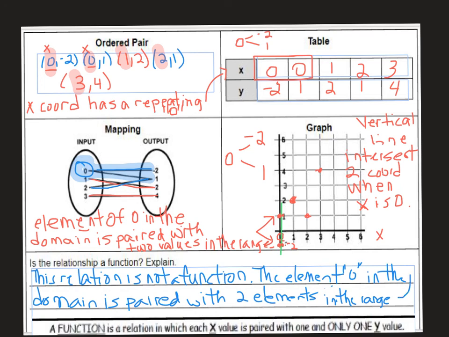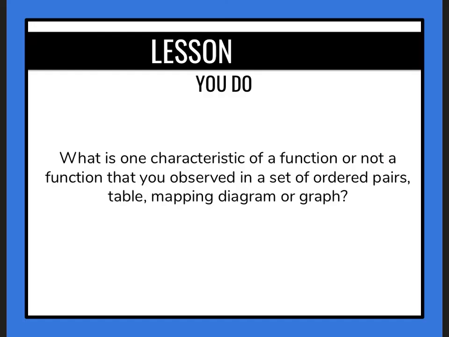And just for justification, can you write those ordered pairs? 0 has been assigned -2, and 0 has been assigned +1. So this relation is not a function. Why? Because the element 0 in the domain is paired with two elements in the range, and that's your justification as to why example 2 is not a function.